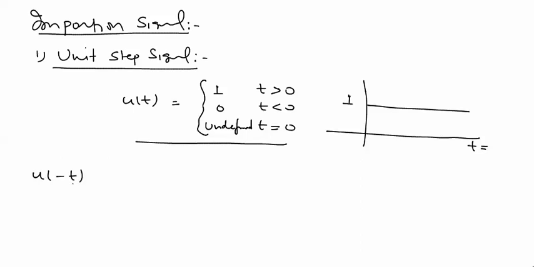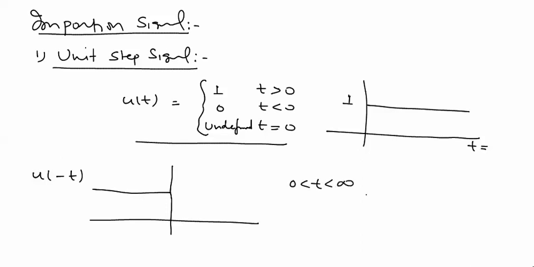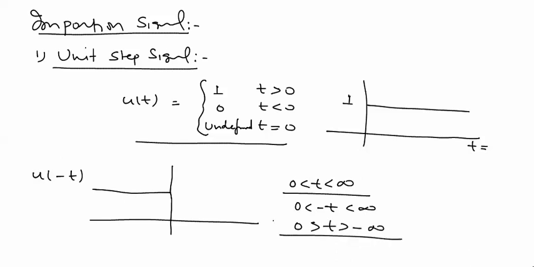If someone wants to draw u of minus t, it is very simple. How does it come? u(t) is defined between 0 to infinity, and u of minus t is defined between... again we perform the same inversion operation as previously discussed. Inversion operation, solve for t. By solving for t, the complete expression is defined in the range of minus infinity to 0.